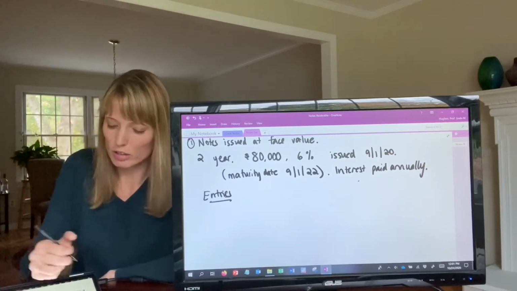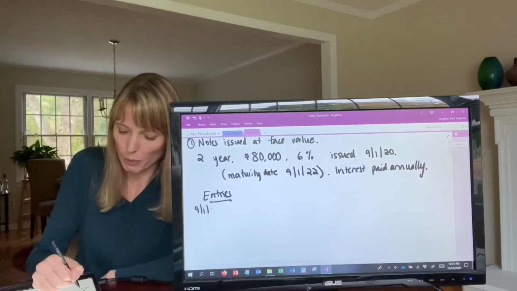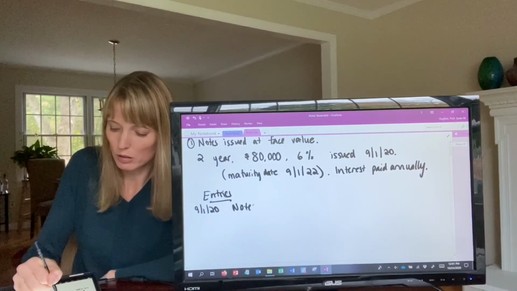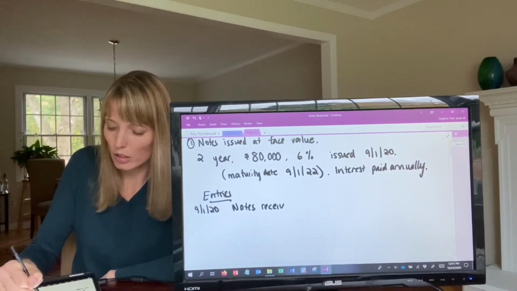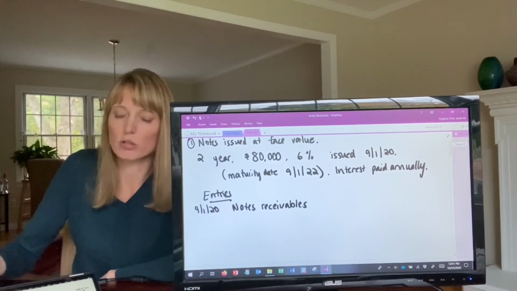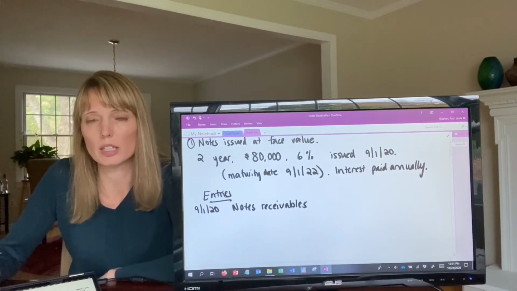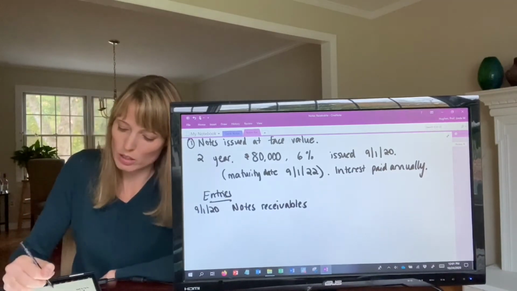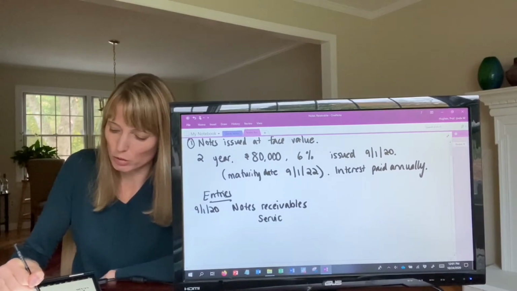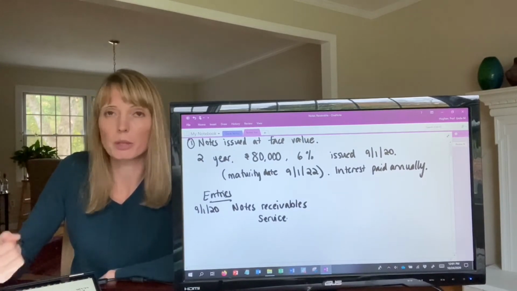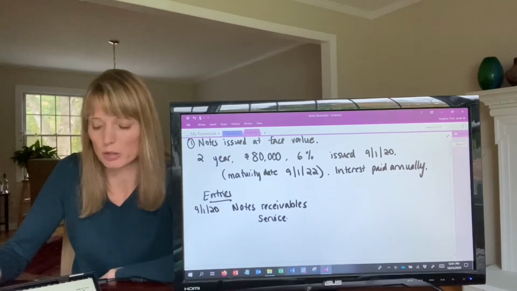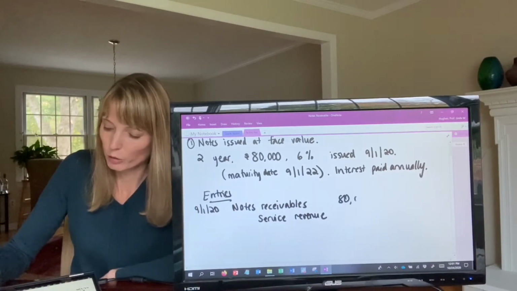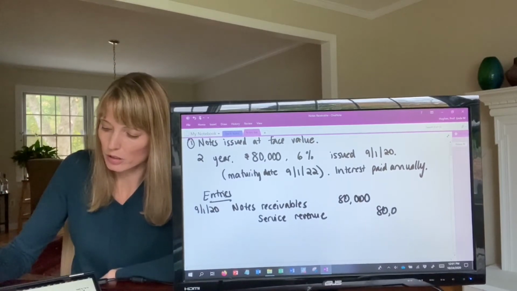So regardless, on 9/1/2020, the debit is going to be to notes receivable. And then as we look across these examples of notes receivable, the credit at issuance can either be to cash or service revenue or sales revenue. In this case, let's say goods were provided, and because the customer didn't have cash, a note receivable was issued, for the face value of the note, $80,000.